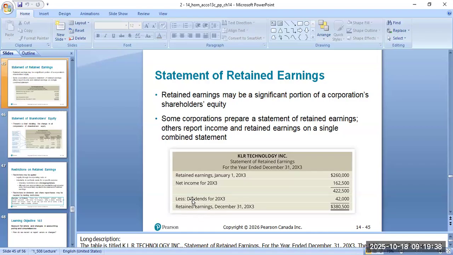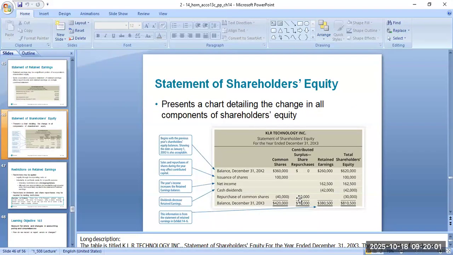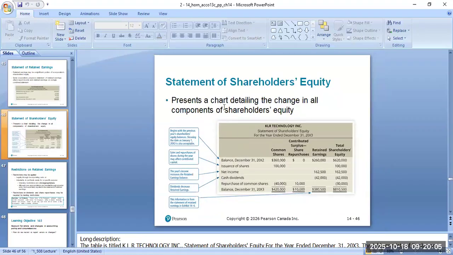Then we're going to deduct the dividend that the company might have declared, cash dividend or stock dividend or share dividend. And then we're going to come up with the retained earnings. That's a statement of retained earnings. That will give us the retained earnings at the end of the year. Once we do that, then we can prepare statements of shareholders' equity.